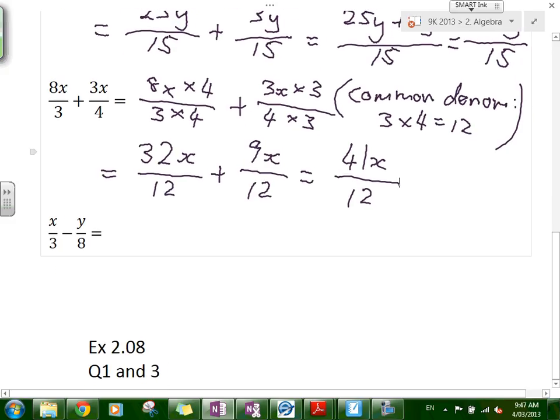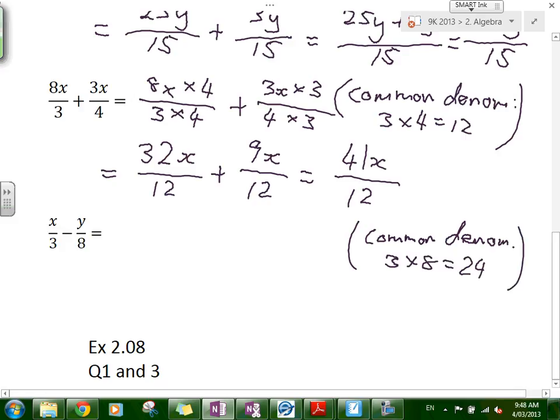Final example. x over 3 minus y over 8. Frankie, what's the common denominator here? How's it 21? Yeah, so what's 3 times 8? Your method is right, you've just done it wrong, that's fine. What's 3 times 8? 24, that's right. Is that it? That's alright, don't worry about it. Common denominator is 3 times 8, which is equal to 24.